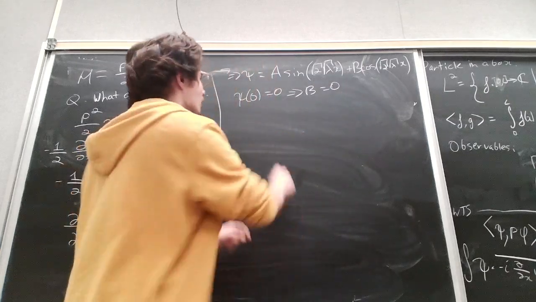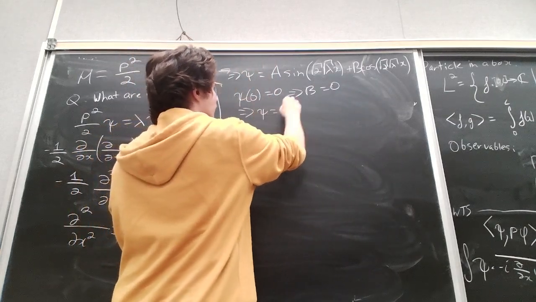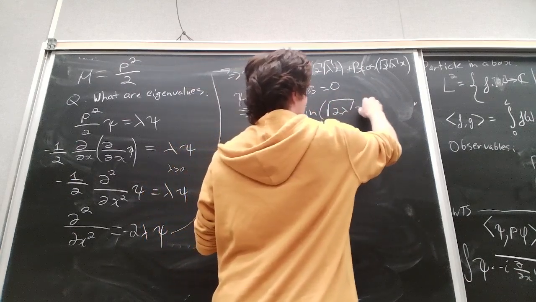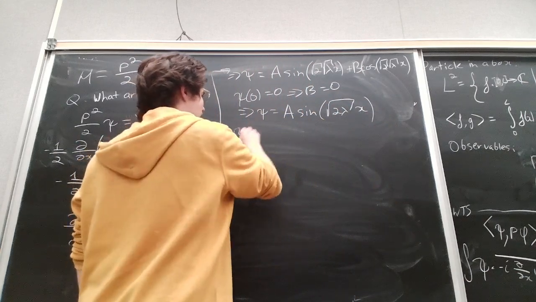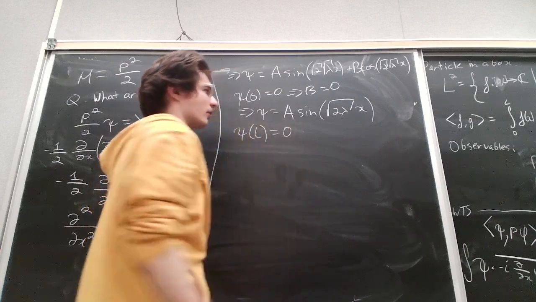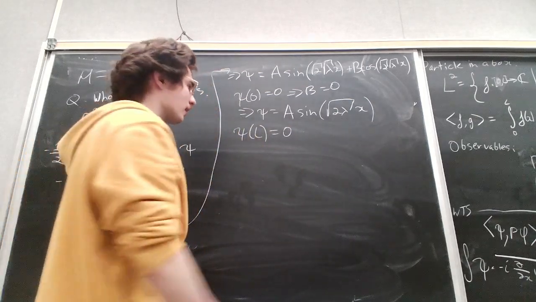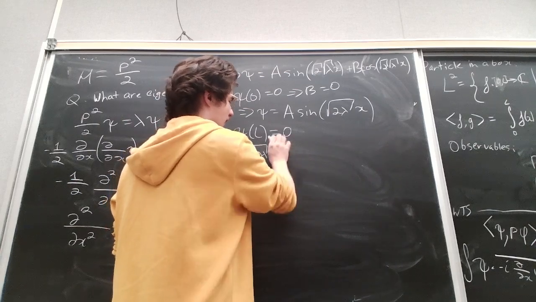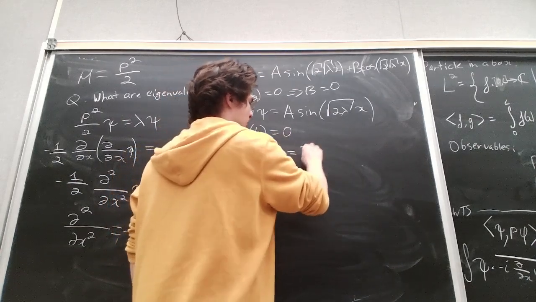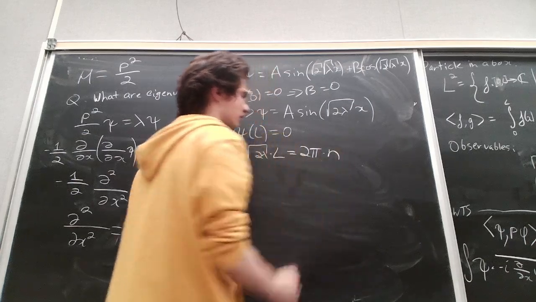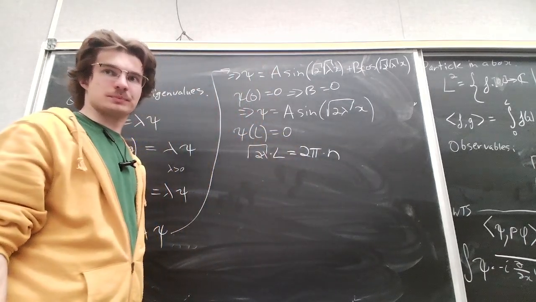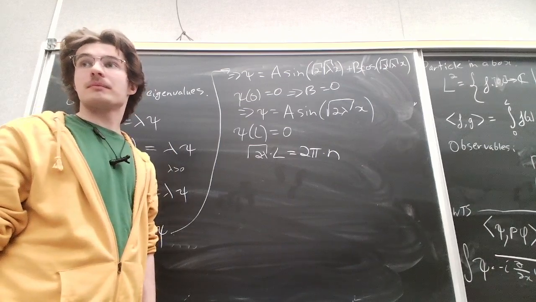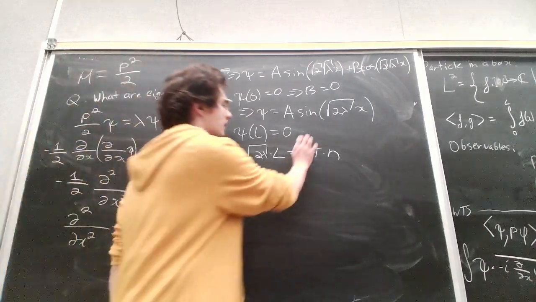Do you agree? Meaning that my energy eigenstate has to just be a sine of square root 2 lambda x. Now I'm going to do the second boundary condition, that psi of L has to be 0. Do you agree? This means that square root 2 lambda times L has to be equal to pi times some integer. Isn't it just pi n? Oh, right, pi n, my bad. You're right.